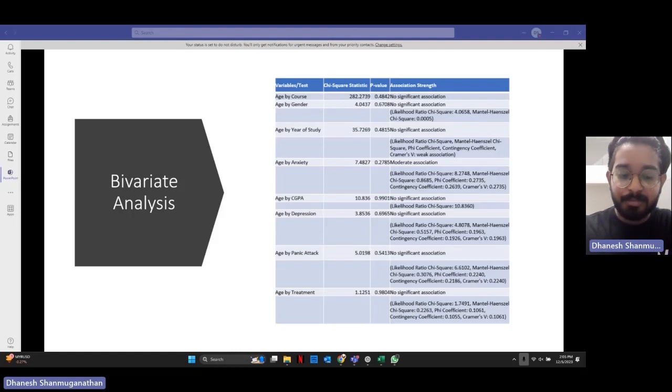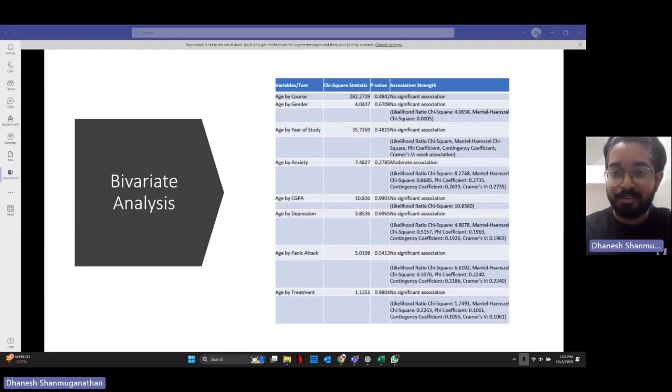Previously, we have identified that age and timestamp are the continuous variables in this data set. So I'm using the age variable for my bivariate analysis. As we can see here, I have identified a few bivariate sets which are age by course, age by gender, age by year of study, age by anxiety, age by CGPA, age by depression, age by panic attack, and age by treatment.